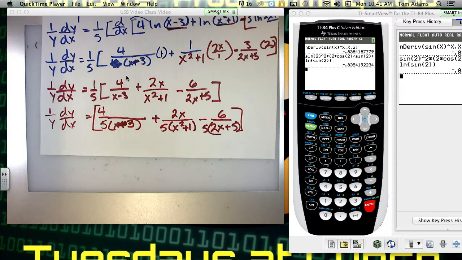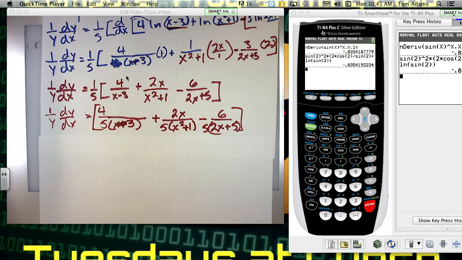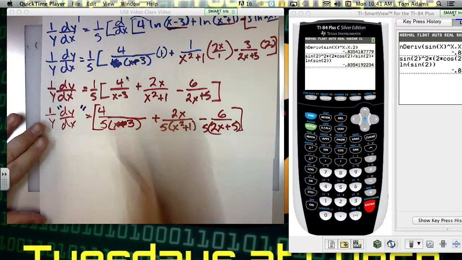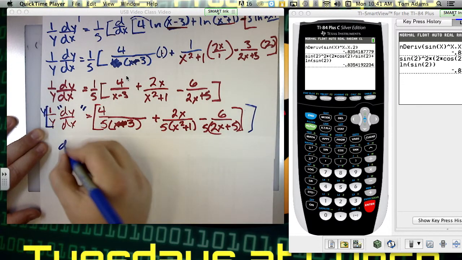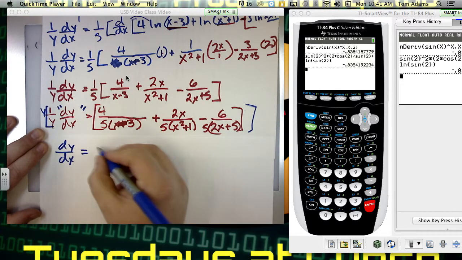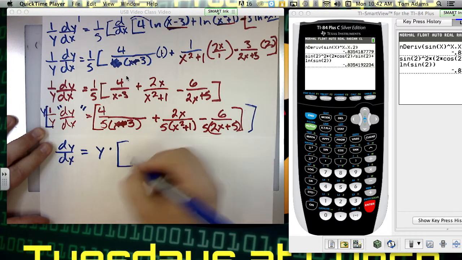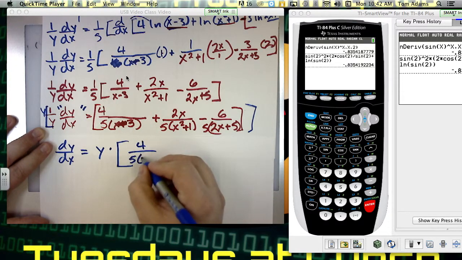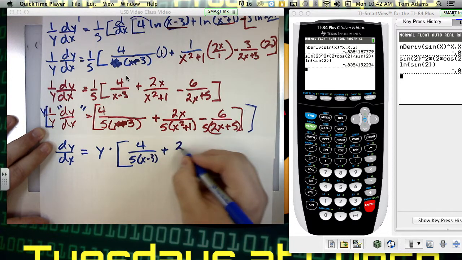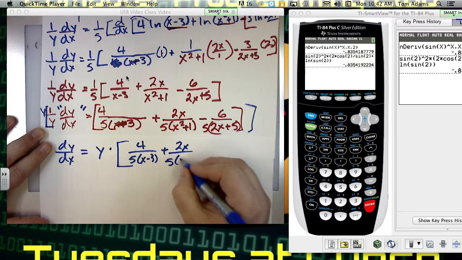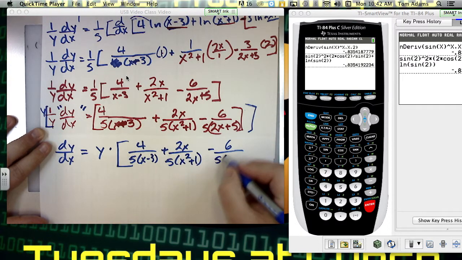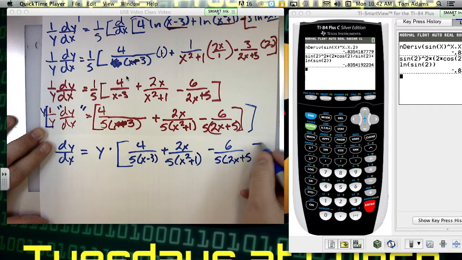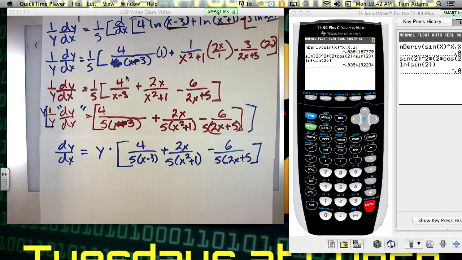Well, what am I solving for? I want dy/dx, right? So I've got to multiply all this stuff by what? Y. So I get dy/dx is equal to y times all this stuff. Now you could probably skip a step or two if you want to do this with your homework. Mr. Adams is writing out every step so you know where the numbers are coming from and what I'm doing, hopefully. Now, do I want it in terms of y or do I want it in terms of x?